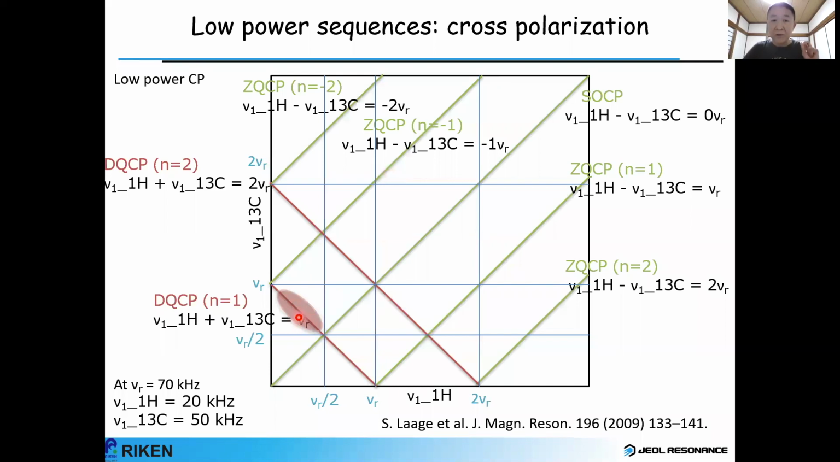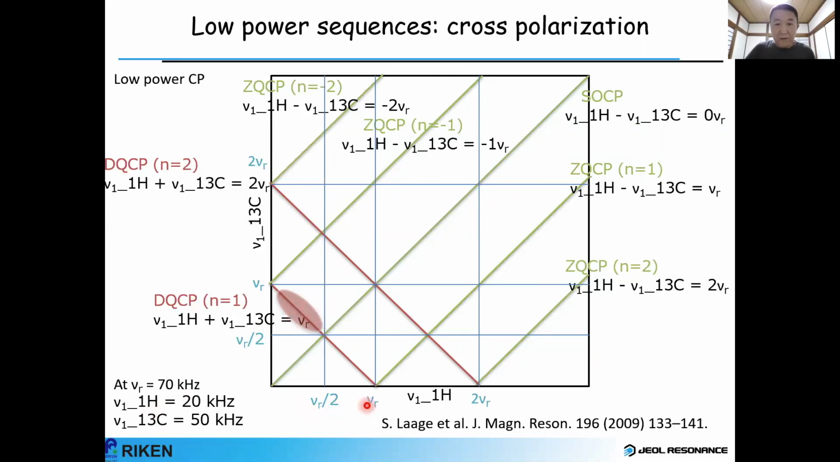Then this is a big issue for this crossing point, because here the zero quantum CP gives us positive signal, and double quantum CP gives us negative signal, and then these two cancel each other, and finally we observe nothing. So we have to avoid these crossing points. In that sense, at the double quantum condition, we have to carefully choose the experimental condition. In the case of proton and carbon-13, we typically use this regime.